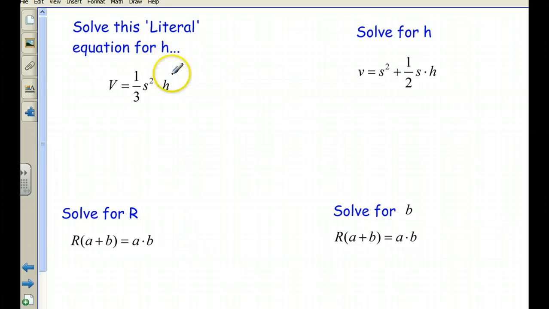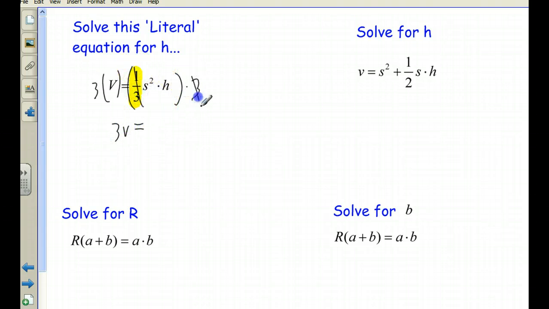Solving for h here. So you can do this a couple steps at a time if you want to. I'm going to do this in a couple steps so that you see this 1/3 right there. Well, how do I get rid of 1/3? You would multiply everything by 3. If you do that, what happens is you get 3v equals, the 1/3 and the 3 cancel, you get s squared times h. To solve for h, one more step, divide by s squared, divide by s squared, and you got your answer. h is equal to 3v over s squared.